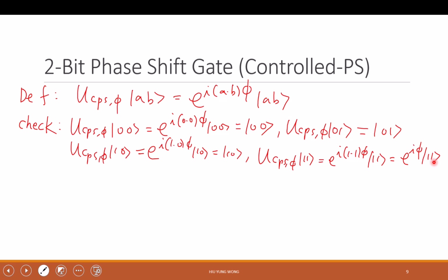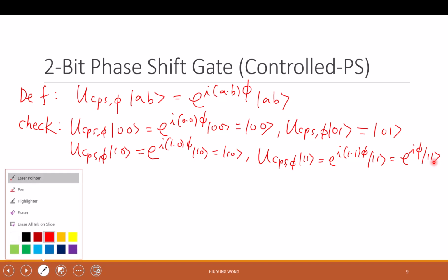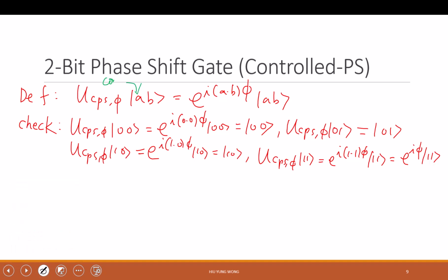Now let's check what we just said. We expect a control phase shift gate to behave in this way. Although I did not say what it is, we kind of assume the first one is the control qubit and the second one is the target qubit. First of all, as you just said, the control qubit is not going to change, no matter what. 0 still 0, 0 still 0, 1 still 1, 1 still 1, right? And the target qubit is what? If the control qubit is 0, do not do anything. Control qubit is 0, then do nothing. So |00⟩ is still |00⟩. |01⟩ is still |01⟩, right?